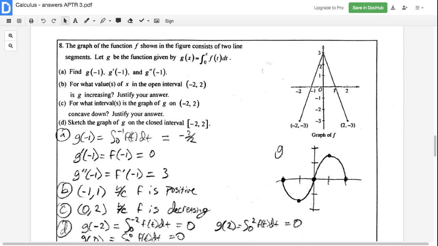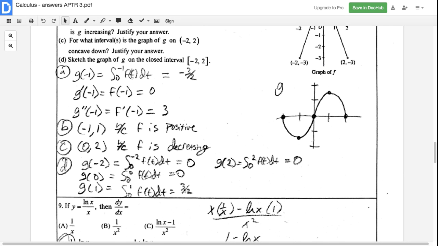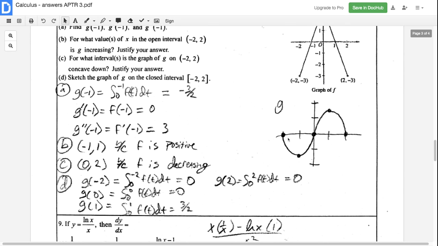And then the only one I need is 1. So 1 is this triangle right here, which is a 1 by 3. So 1 times 3 and half of that gives me 3/2. So that's where we get g of 1 is 3/2. We plot all those values in there.